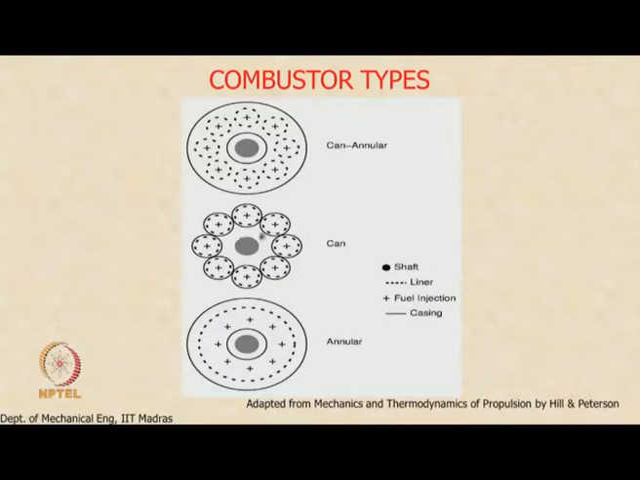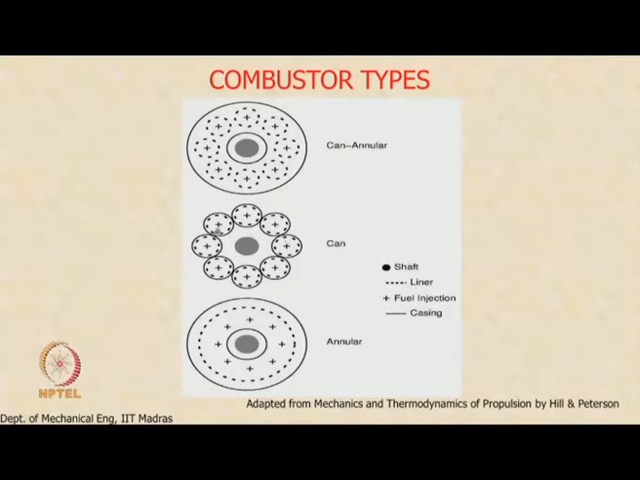The simplest design is this. It's called the can combustor. Each one of these is called a can because it looks like a can. I will show you a picture of the liner a little later. The liner is actually a perforated plate through which air can come in and mix with the combustion gases. Combustion can take place on the other side. We inject fuel in the middle of the can.